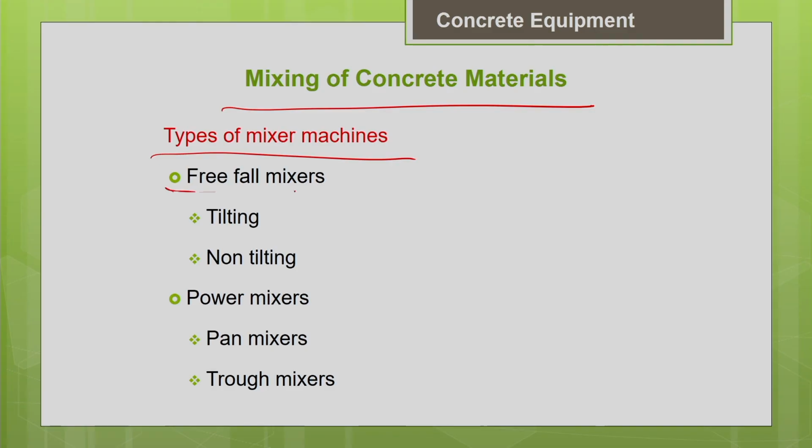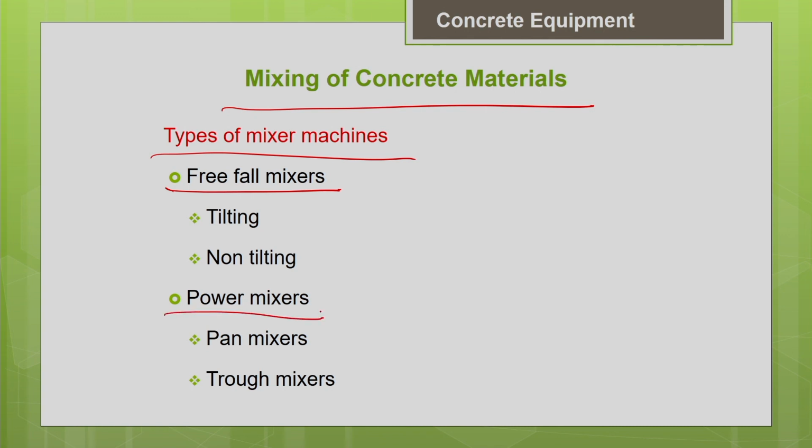Okay, so in some cases you can see that people even mix the concrete by hand for unimportant works. But you can see that the quality of concrete will be poor in that case. So it is always preferable to go for machine mixing, to get a homogeneous mix. There are different types of concrete mixer machines nowadays available in the market. Based upon the mechanism of mixing, you can broadly classify them into two categories. One is the free fall mixer, the other one is the power mixer.